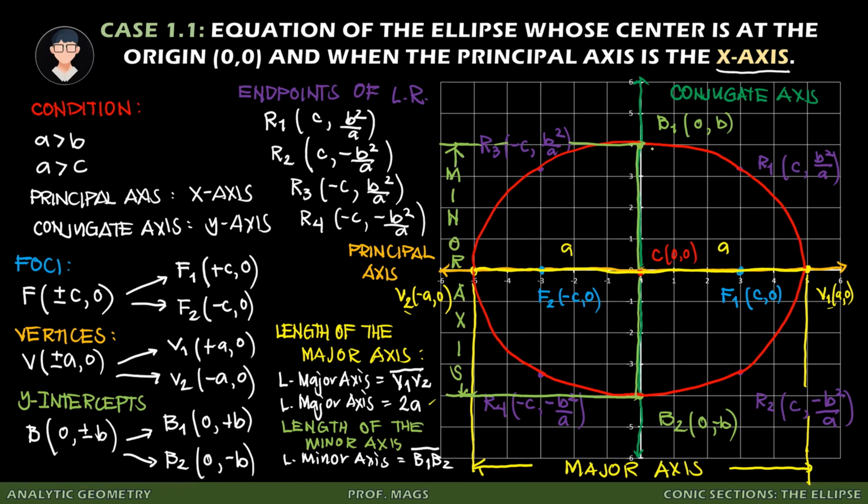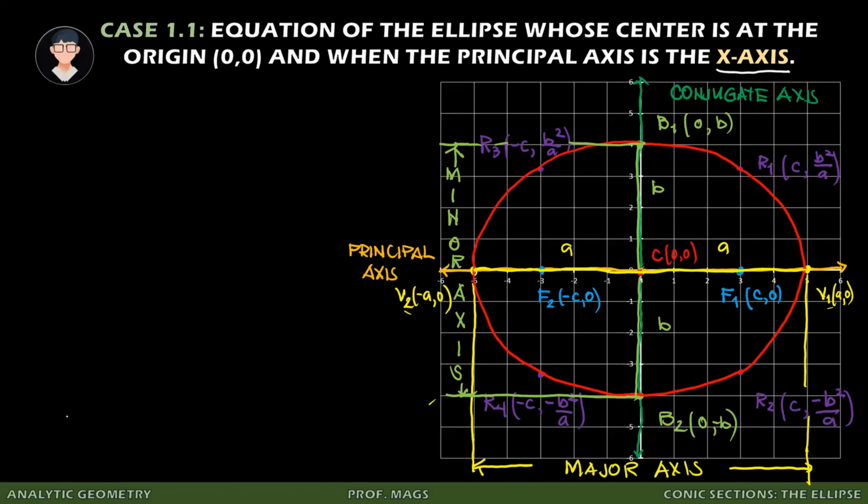The distance from the center to B sub 1, that is B. Then from the center to B sub 2, that is also equal to B. Same distance lang sila. So if you're going to add them, you will get the line segment B sub 1, B sub 2, and that is equal to 2B. Okay? So these are the formulas in order for you to graph the ellipse.